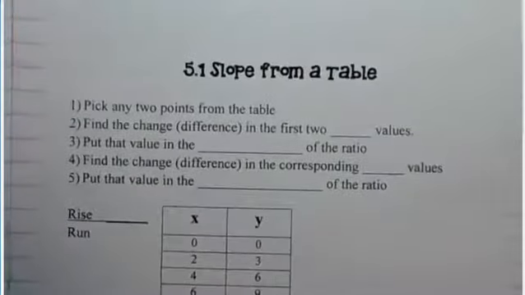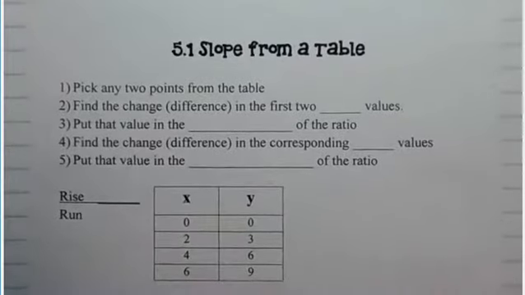Okay, and the last thing we're going to talk about today is slope from a table. So again, you're going to get a half sheet, glue that into the next page, and when everyone's ready to start, we'll begin.